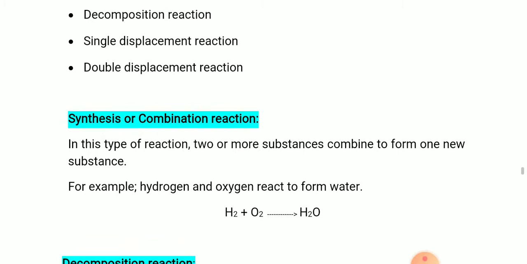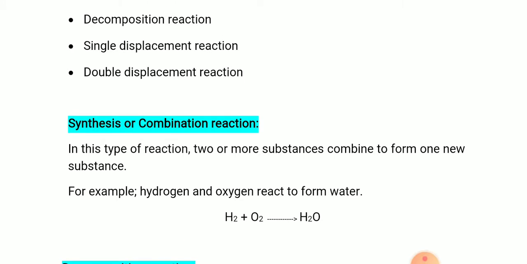An example of this type of reaction: H2 plus O2 gives H2O. This reaction is not balanced, so you have to write 2H2 plus O2 gives 2H2O. Then it will be balanced. Here the hydrogen and oxygen directly combine to form a single product, H2O.